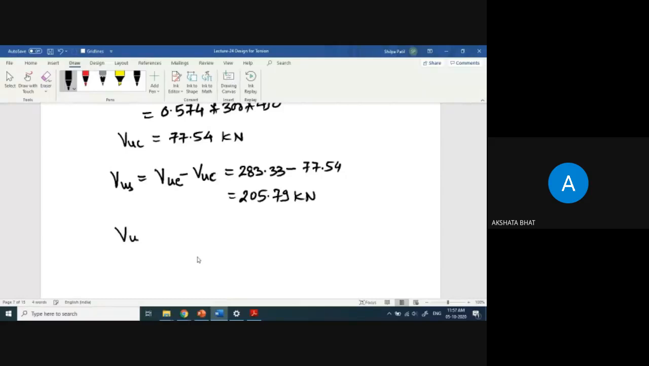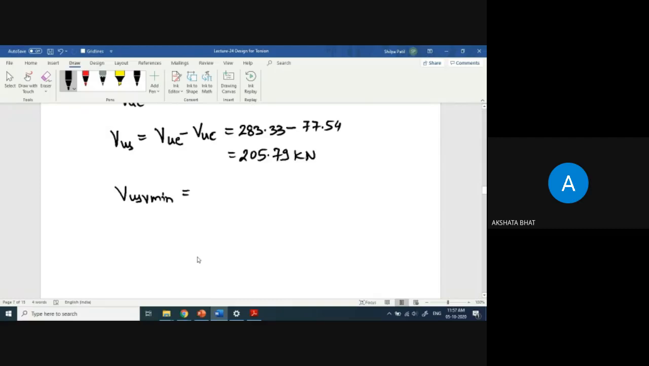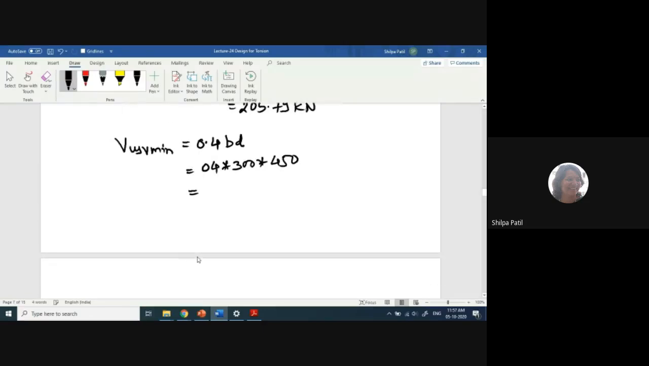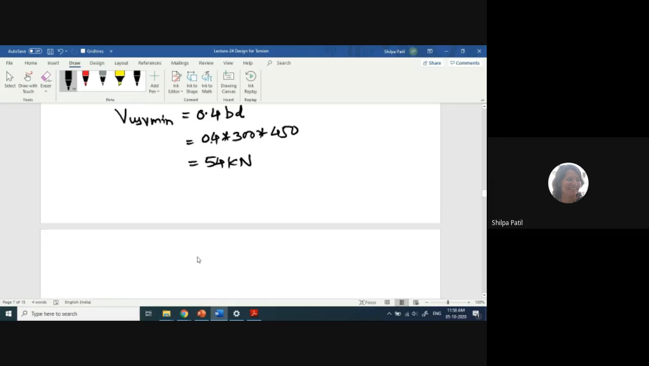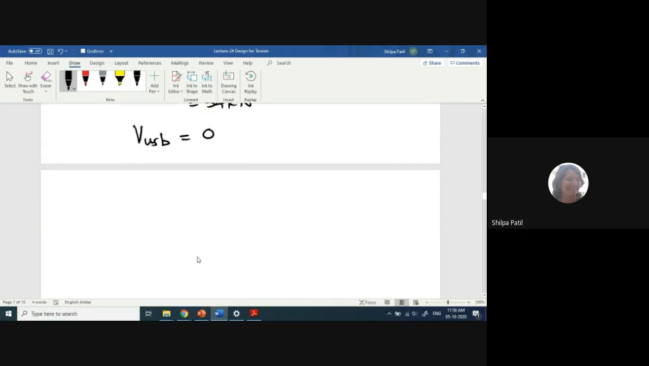VUSV minimum. Formula is 0.4 into B into D, so 0.4 into 300 into 450. That is 54 kilonewton. Okay. And VUSB, that is the shear force resisted by bent up bars, is 0 because we are not considering any bent up bars in the problem.